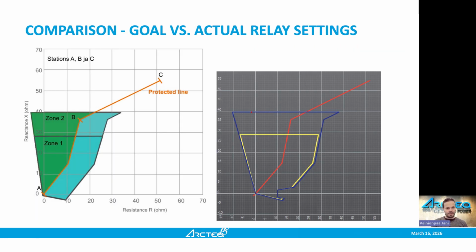And at the end, if we compare, our original goal is there on the left-hand side, our protected zone, our protected line between 2 stations, and then our 2 zones. And this is a screen capture taken from our relay. We got exactly the same ohmic primary values. We got the protected line and these 2 zones, zone 1 and zone 2.